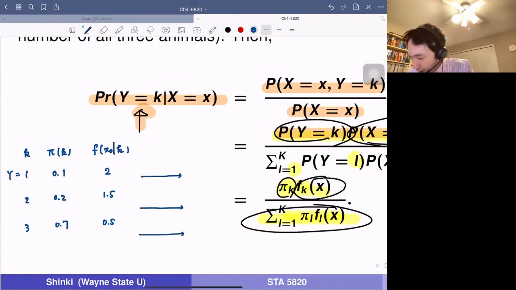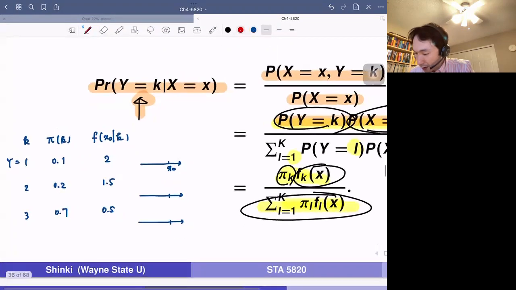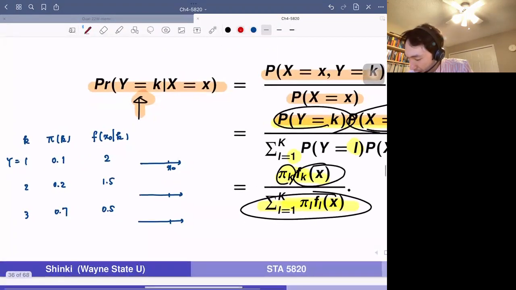Okay, so the x0 value is around here. x0, x0, x0, and the distribution. So the height is 2, 1.5. Maybe the first distribution looks like this, and this height is 2. But the second distribution may be like this. So this height is 1.5.